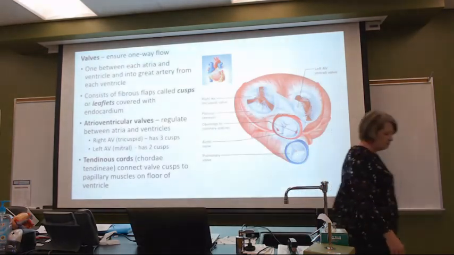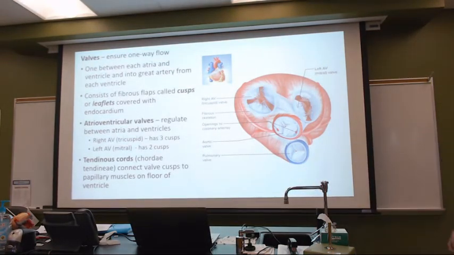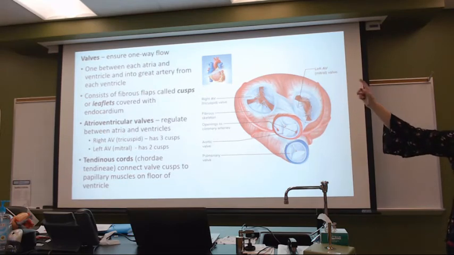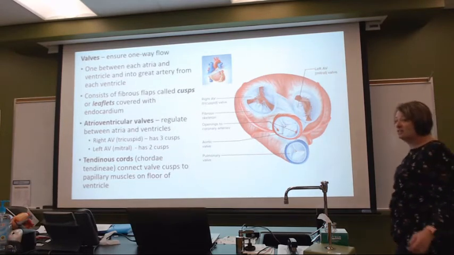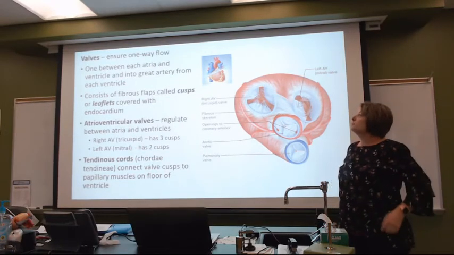these valves. This is a view. If we were to make a slice out of the heart that only contains the valves and look down on it, this is the view we would get. Because, like I was saying, valves ensure the one-way flow, making sure the blood flows in the one direction it's supposed to be going.